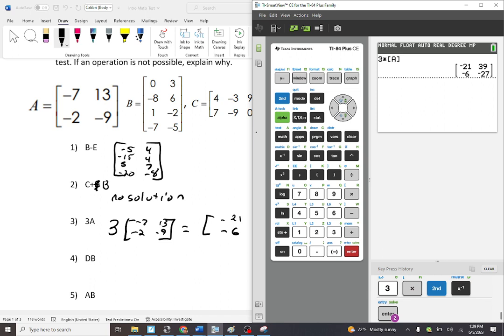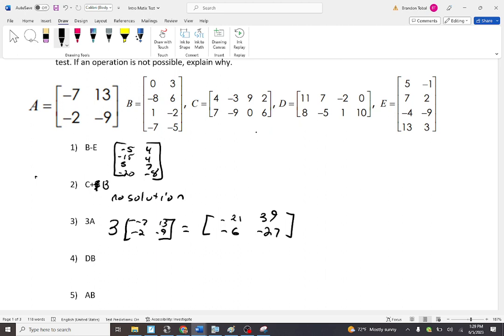Number 4, dB. All right, dB. By the way, what's the dimensions of this? It's 2 rows by 4 columns. So this is a 2 by 4. Well, this is 4 rows by 2 columns. So it's 4 by 2.